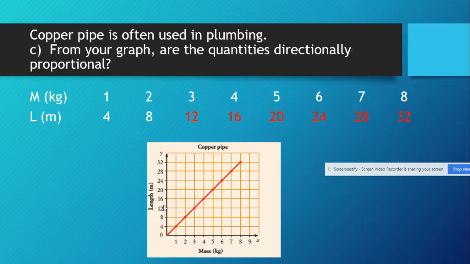Right. And the next one says C. From your graph, are the quantities directly proportional? Now, you know that if it's a straight line, yes, it's directly proportional. So you could say, yes, it is.